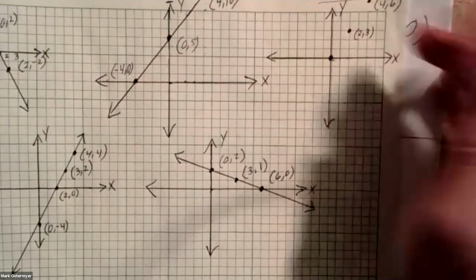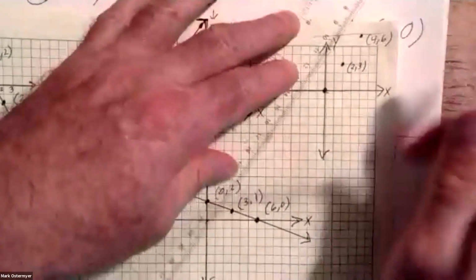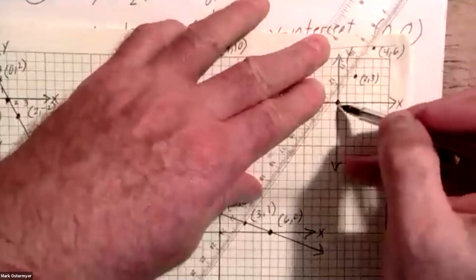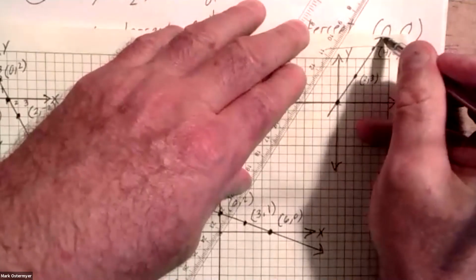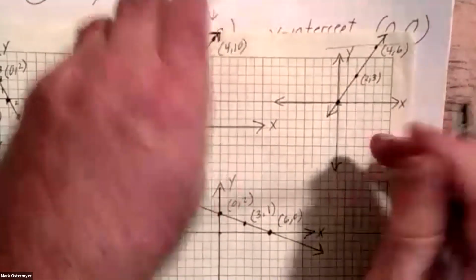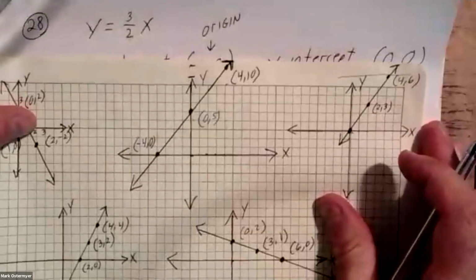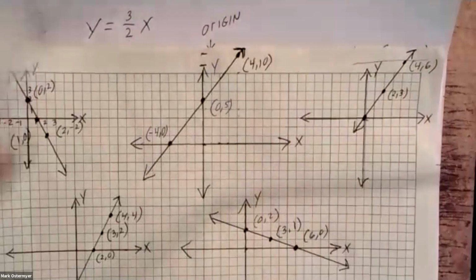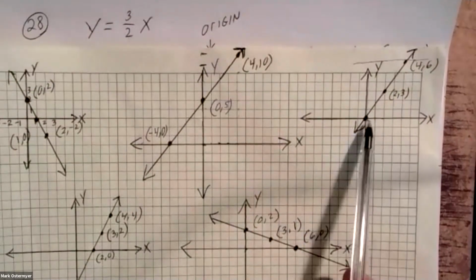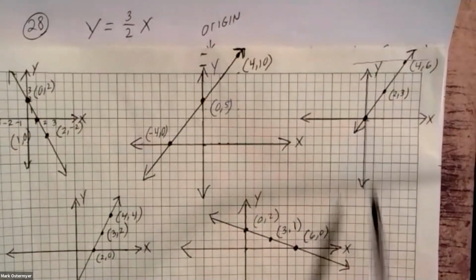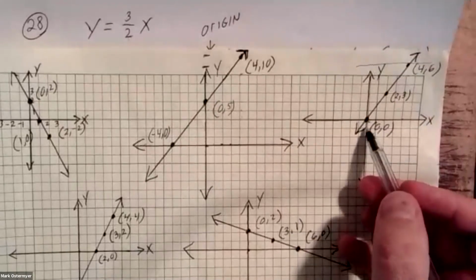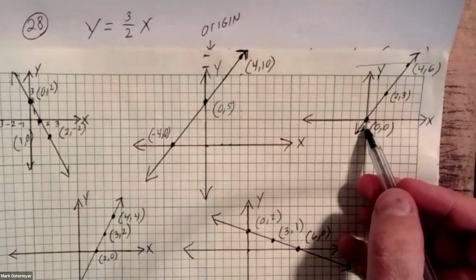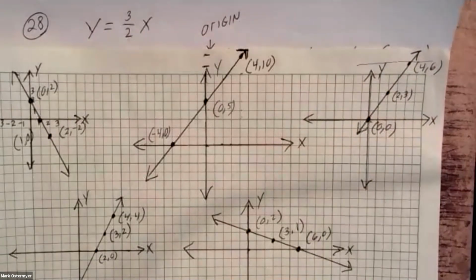Take a ruler, put a line through these points, and we have the graph of y equals 3/2 x. There you go, ladies and gentlemen. That would be the graph of the equation y equals 3/2 x. Notice the x and y intercepts happen to be the same point, namely the origin (0, 0). That's where the line crosses both the x and the y-axis. That's why that point is the x and y intercept of that graph.